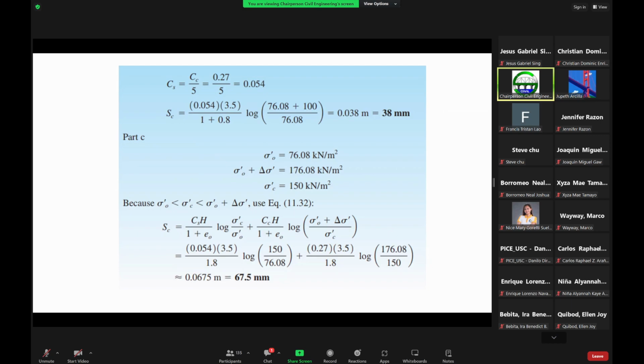Now, either way, if my settlement criteria is 25 millimeters, which is normally what we use in practice, then the sum of my immediate and consolidation settlement has already exceeded my settlement criteria. So in that case, we start to recommend ground improvement techniques, or we recommend deep foundations, such as bored piles or micro piles or driven piles. But these are basically the formulas that we use in our calculations.